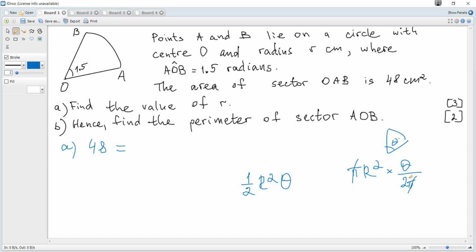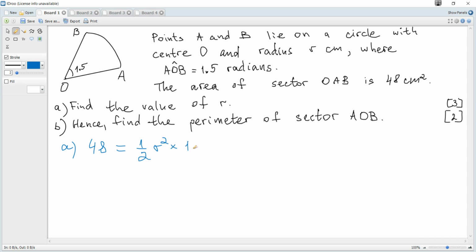And when theta is in degrees, it becomes pi radius squared times theta in degrees divided by 360. So we can say that 48 is equal to half r squared multiplied by 1.5. Hence r squared is 48 times 2 divided by 1.5, which is 96 over 1.5, which is 64, and hence r is the square root of 64, which is 8 centimeters.